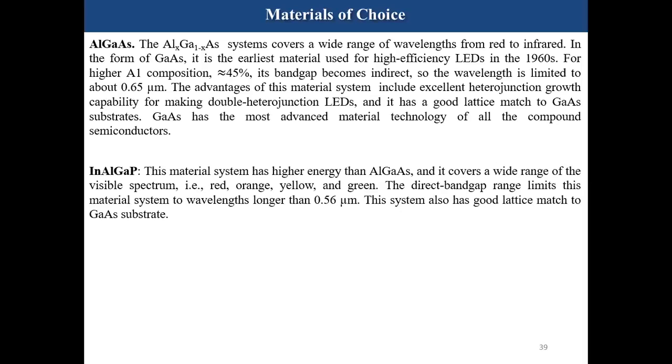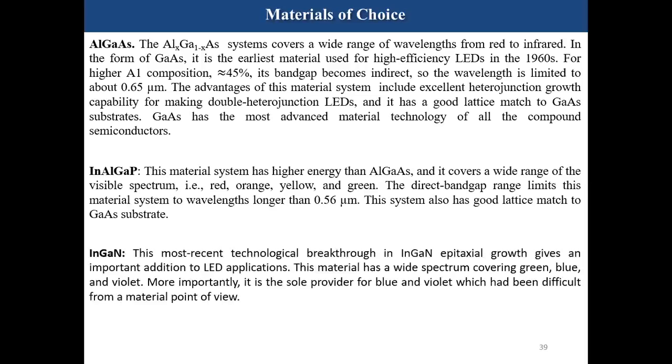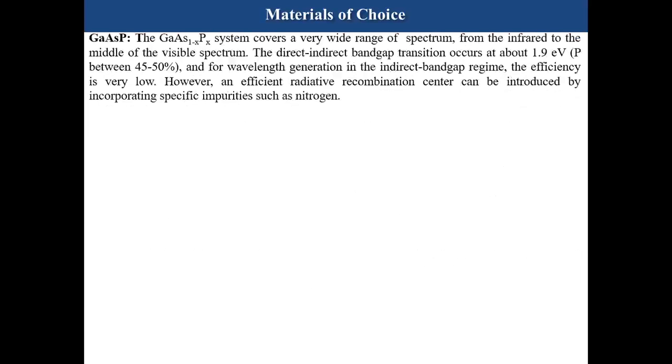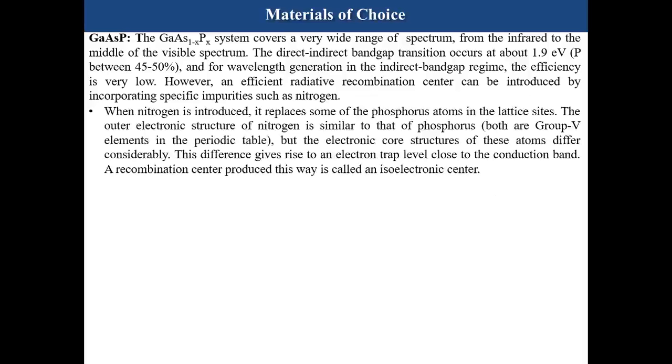So in case of aluminium gallium arsenide, which started from 1960, they actually give out a range from red to infrared. For indium aluminium gallium phosphide, they cover red, orange, yellow, and green. Indium gallium nitride does have many other advantages, and it also covers green, blue, and violet. Gallium arsenide phosphide can cover from infrared to the middle of the visible spectrum.